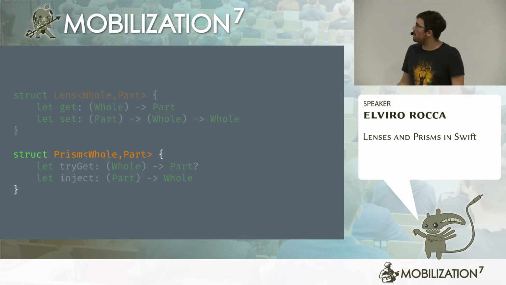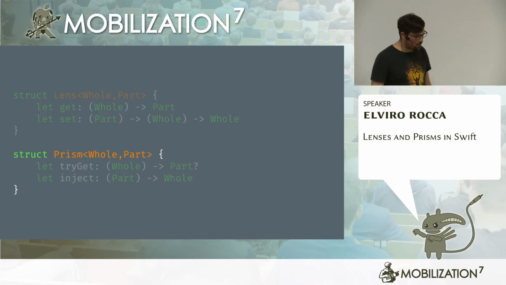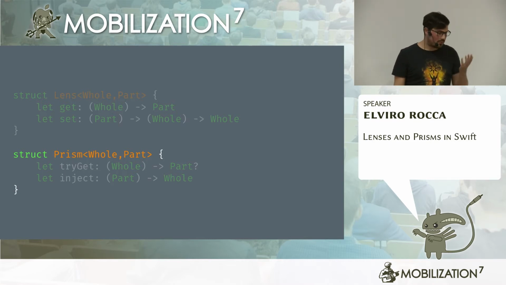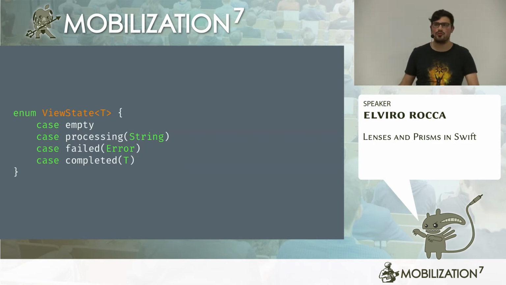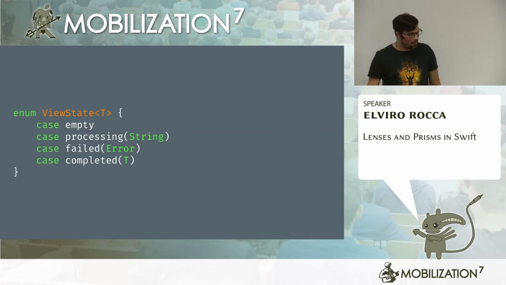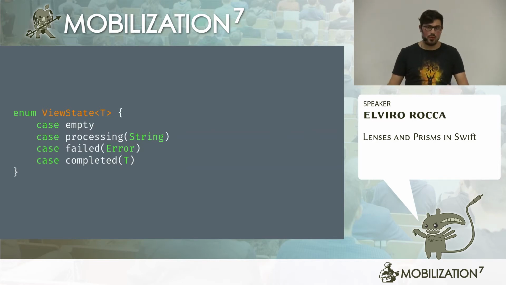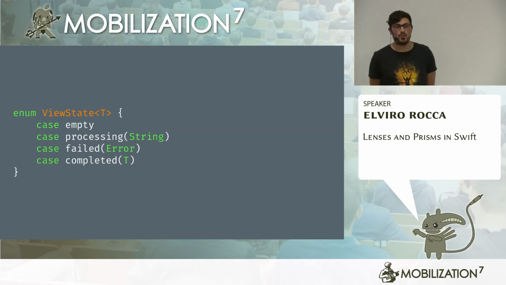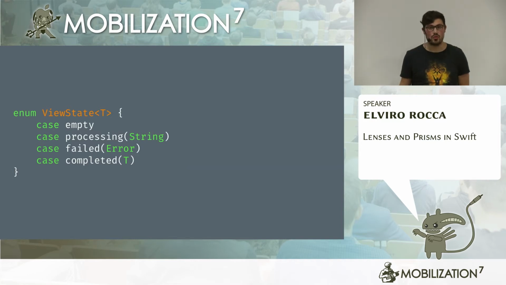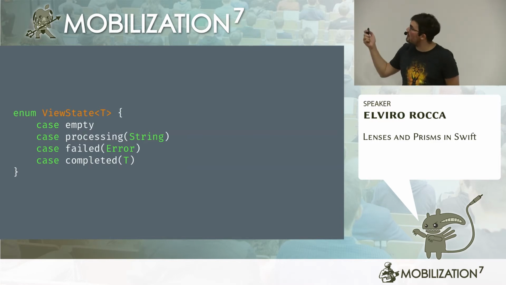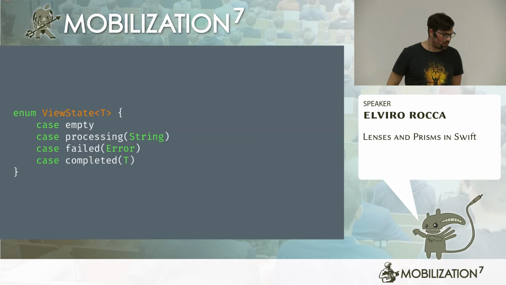Prism is very similar. Again, a struct with two generic parameters. To see a little better how Prism works, let's consider this enum, for example. This is the view state. It's a generic enum that represents the state of a view, a transitional view, a view that changes over time. For example, we have the case empty, initial, no data inside the view. Processing, in which maybe we are representing some HTTP request, has an associated type, string, because I want to show a message to the user. And of course, the message is going to be put inside a string. And then we have failed and completed. Completed holds the generic value, the generic type.